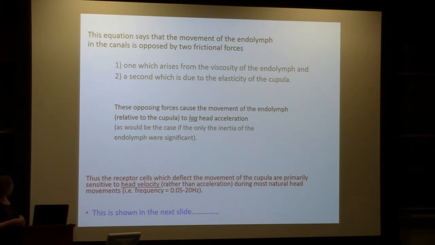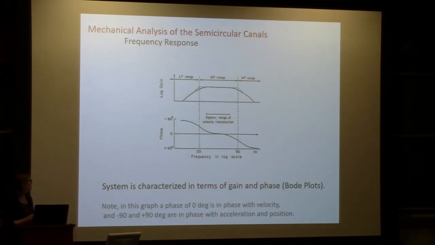So the receptor cells which sense the movement of the cupula are primarily sensitive to head velocity rather than acceleration, again, over this range of movements we normally generate. So this is what I'm going to show you in the next slide.